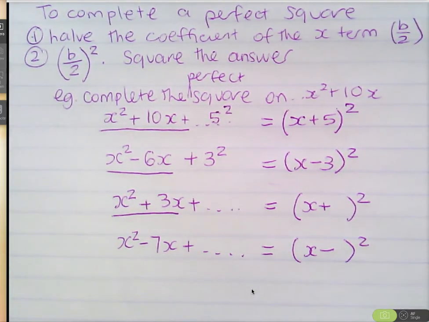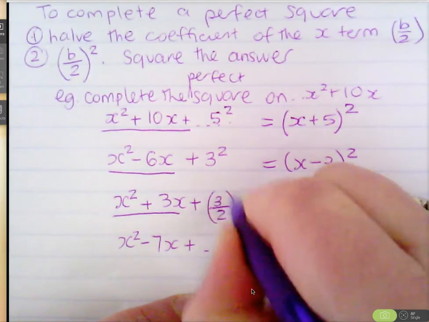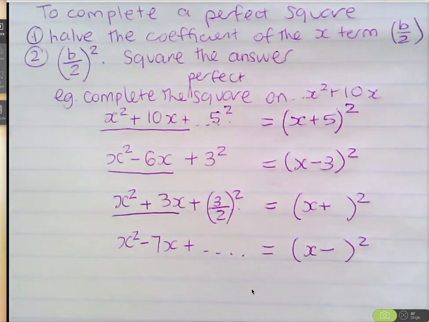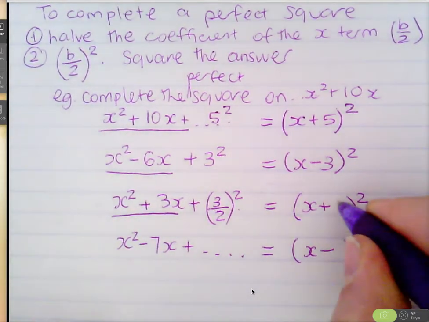I just like to write it, it's best just to write it as 3 over 2 in brackets squared, which happens to be 9 over 4. But I'm going to leave it as 3 over 2 squared. So what do I just put here?